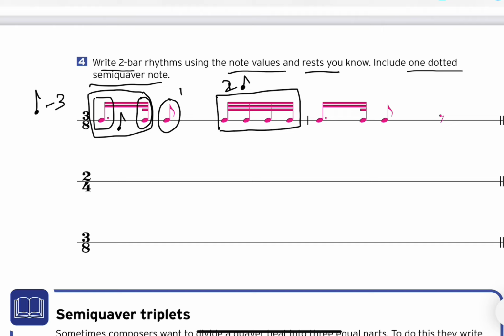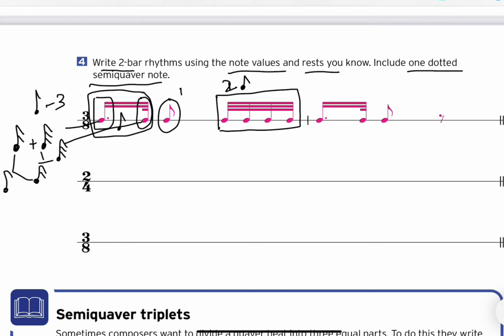So this note is your semiquaver plus a demi-semiquaver because it has a dot with it. Okay, and here this note is again your demi-semiquaver. So 2 demi-semiquavers make one semiquaver, and 2 semiquavers make your one quaver. So that is how half value means eighth note. Okay, so let's start with our 2/4.